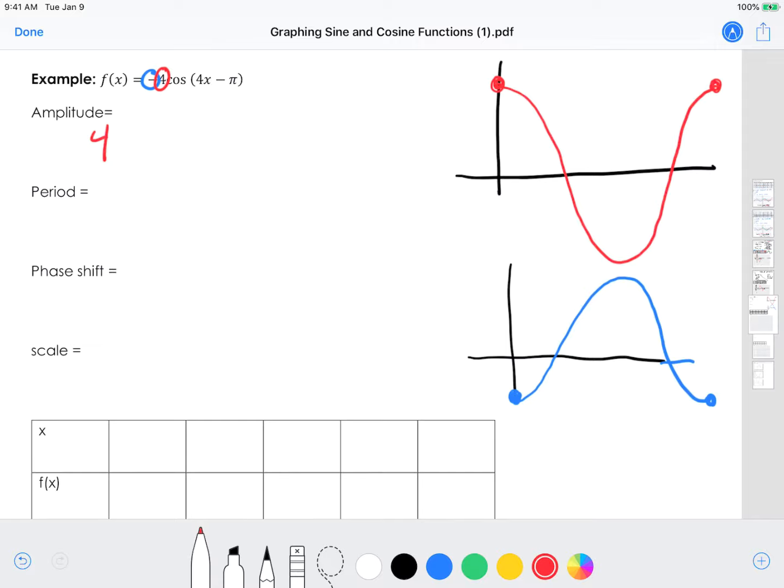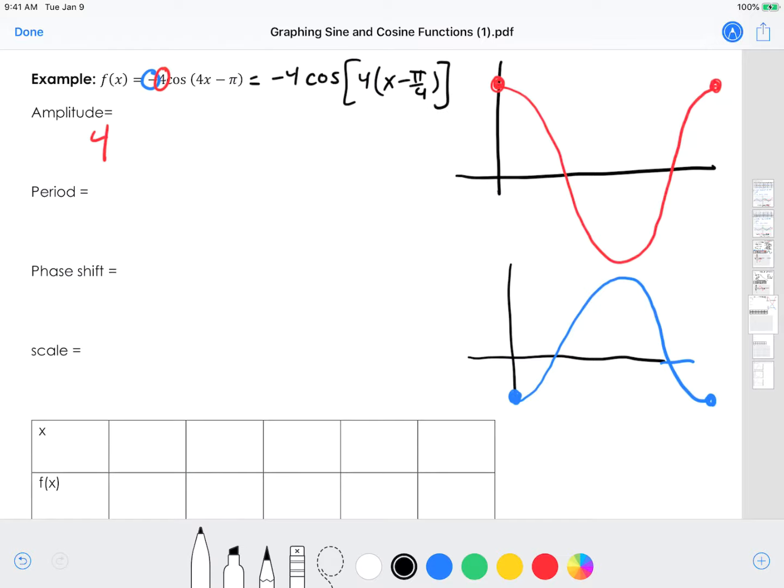Now to find our period, we need to put this in the form so that we factor out the b. So I have negative 4 cosine. I'm going to factor out the 4. So 4 is our b. And when I do that, this is what I get.